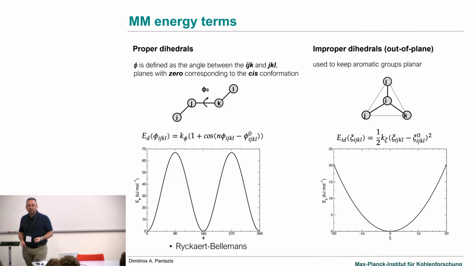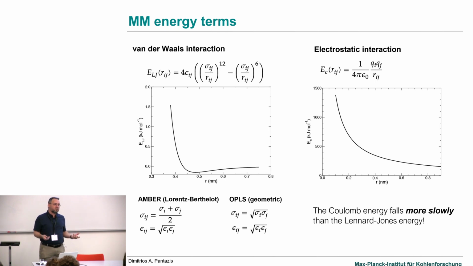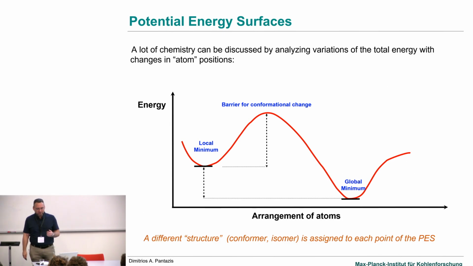In some cases, I can have parameters for improper dihedrals, which is something that restricts how an atom can deviate from planarity. And I can also have some terms describing non-bonded interactions. So van der Waals interactions, and I can pick some sort of formula for this, and I can decide how I combine the parameters for different atom types in these formulas, and I can have the simple Coulombic interaction, and that's it. I mean, these equations define the force field.